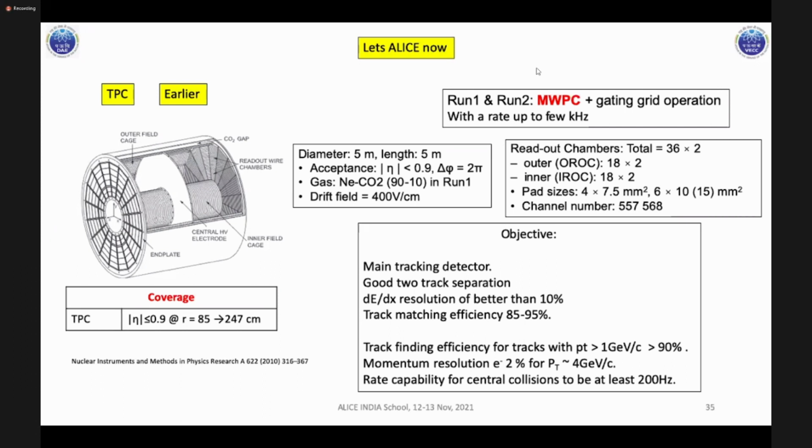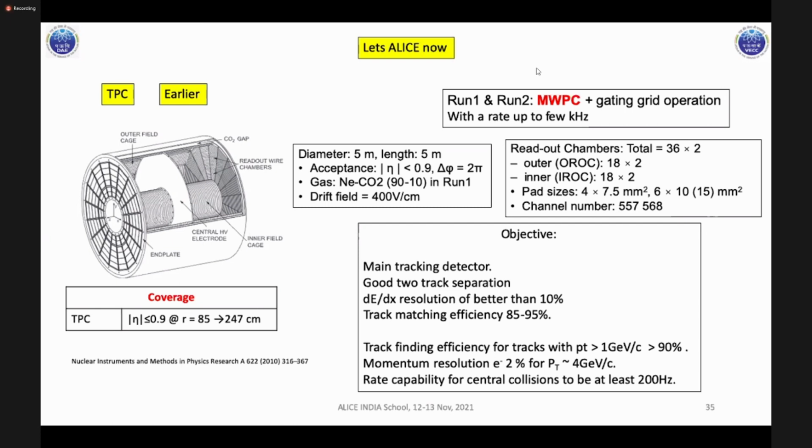What was the coverage for eta? This is plus minus 0.9. And what was the extent in the radial direction? 85 to 247 centimeter. What is the diameter? 5 meter. What is the stretch? It is also 5 meter.